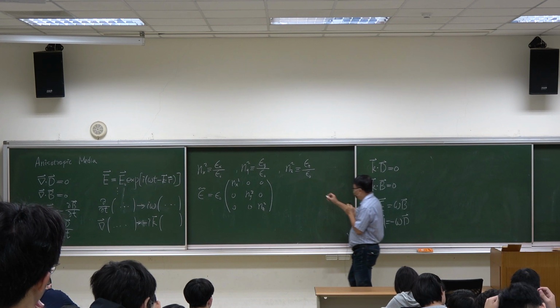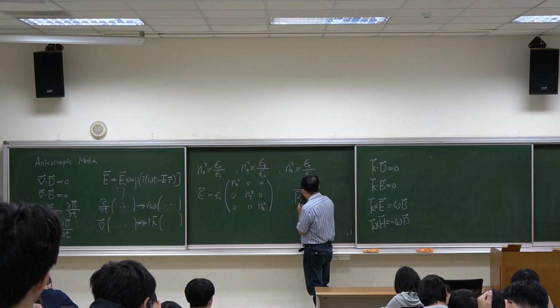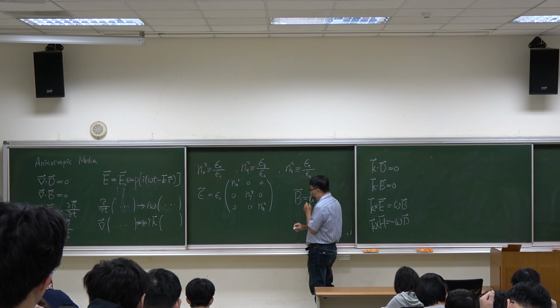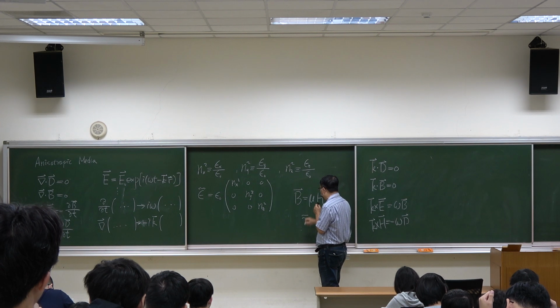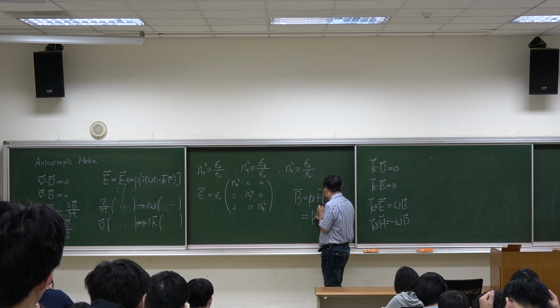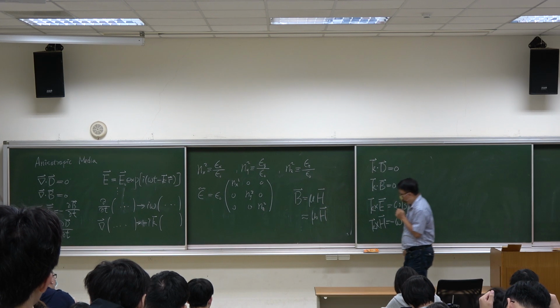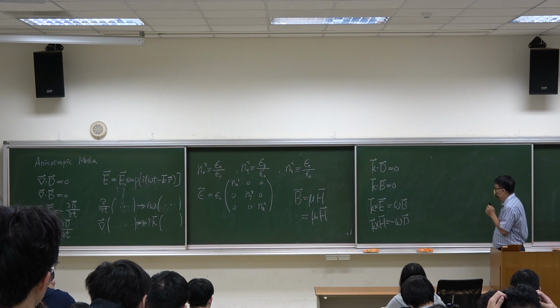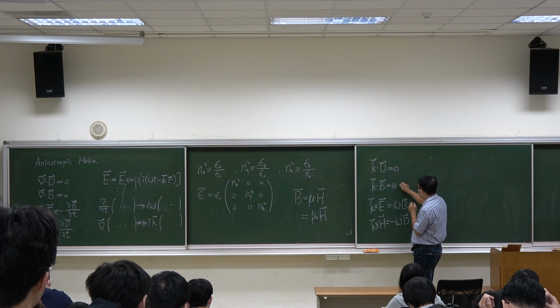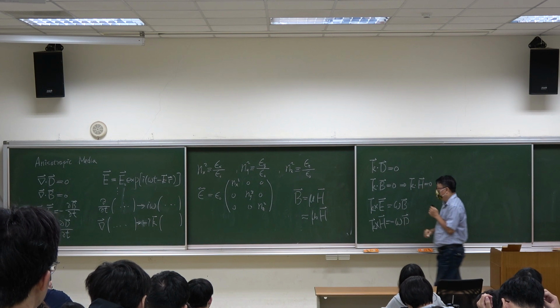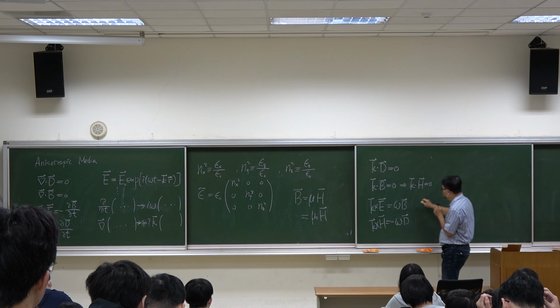Remember, D is related to polarization, and you can just identify it as this. So this means that K dot H is 0. Okay.